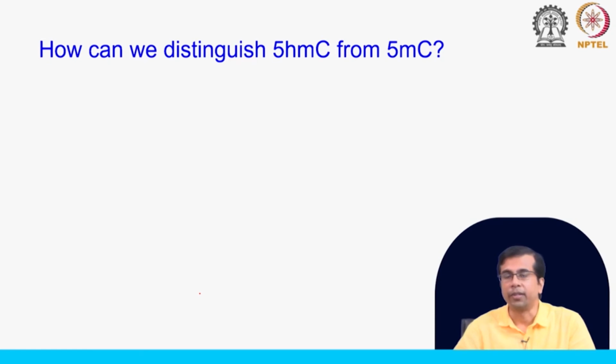Now, one of the questions that we have not answered is how can we distinguish 5-HMC from 5-MC? We have seen we can now identify 5-MC and 5-HMC from unmethylated C. How can we distinguish between 5-HMC and 5-MC? It has been seen that there is some importance of 5-HMC. In many cases 5-HMC could be a good marker of certain diseases, so we want to identify these 5-HMC modifications.